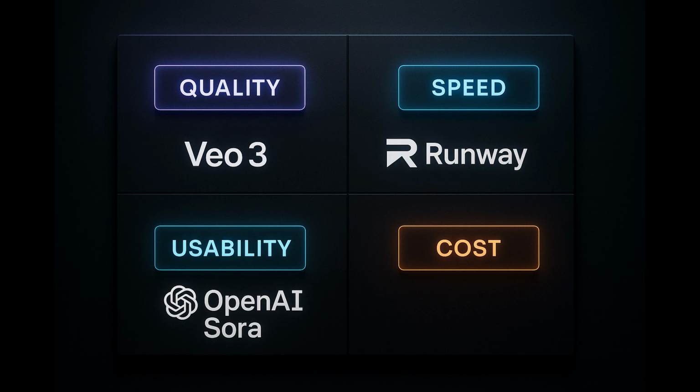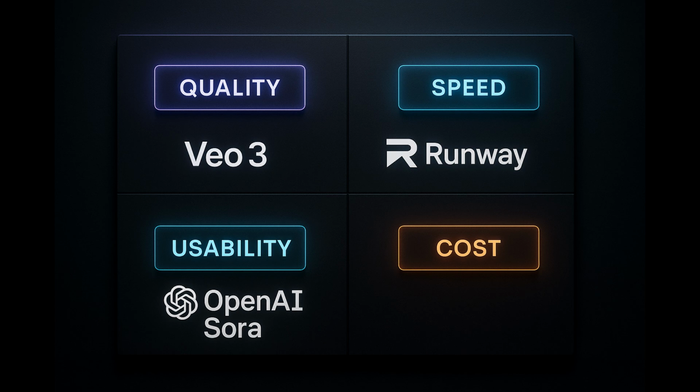Speed. Runway is fastest for quick iterations, usually under a minute per clip. Veo 3 runs slightly slower, but the audio-aware processing justifies the wait. Sora, in its current limited access state, has inconsistent generation times.